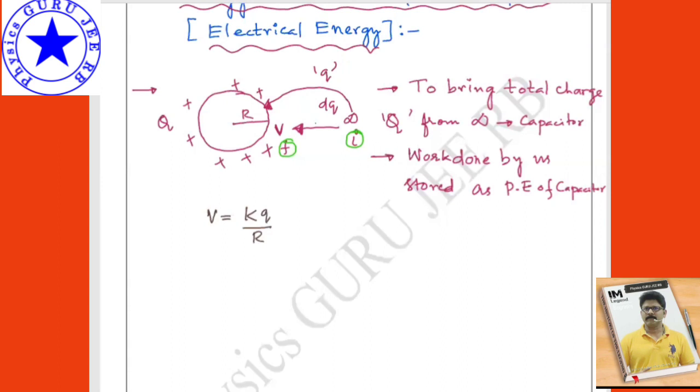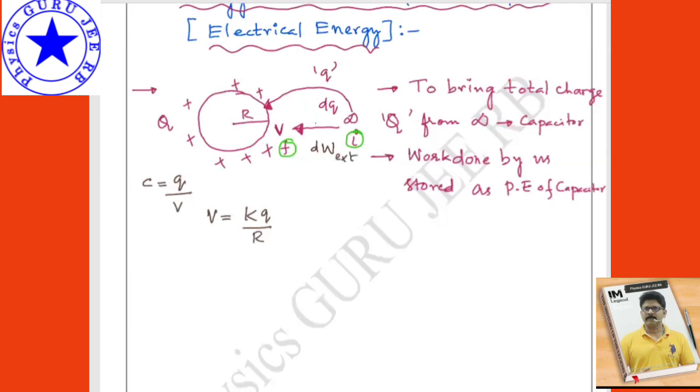Why am I taking potential? Because we want the work done for a capacitor. The capacitance formula is C is equal to Q by V, right? Fine. So we want to do some work. This is nothing but small work done, which we are calling the external work done.